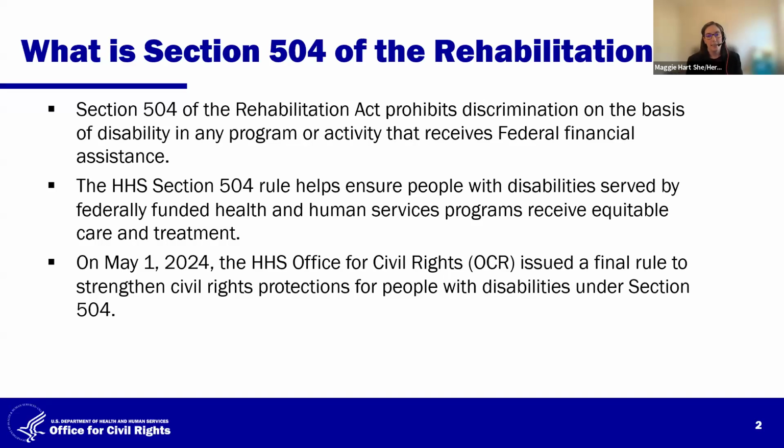As this slide says, the final rule was finalized on May 1st, 2024. And it strengthens the civil rights protections for people with disabilities under Section 504. I want to talk about the history of the rule and what it took us to get to where we are today. So if you could please go to the next slide.